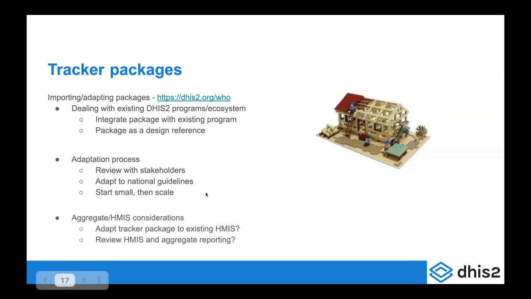Okay. Then the last part that must not be forgotten is the HMIS. If there is an HMIS, and this comes a little bit back to the first point of the existing ecosystem, and you are introducing a tracker, it might very well be that the indicators of the HMIS should also be reviewed. Most of the packages for tracker are coming with a sister package for aggregate HMIS, and these are also undergoing reviews from time to time.